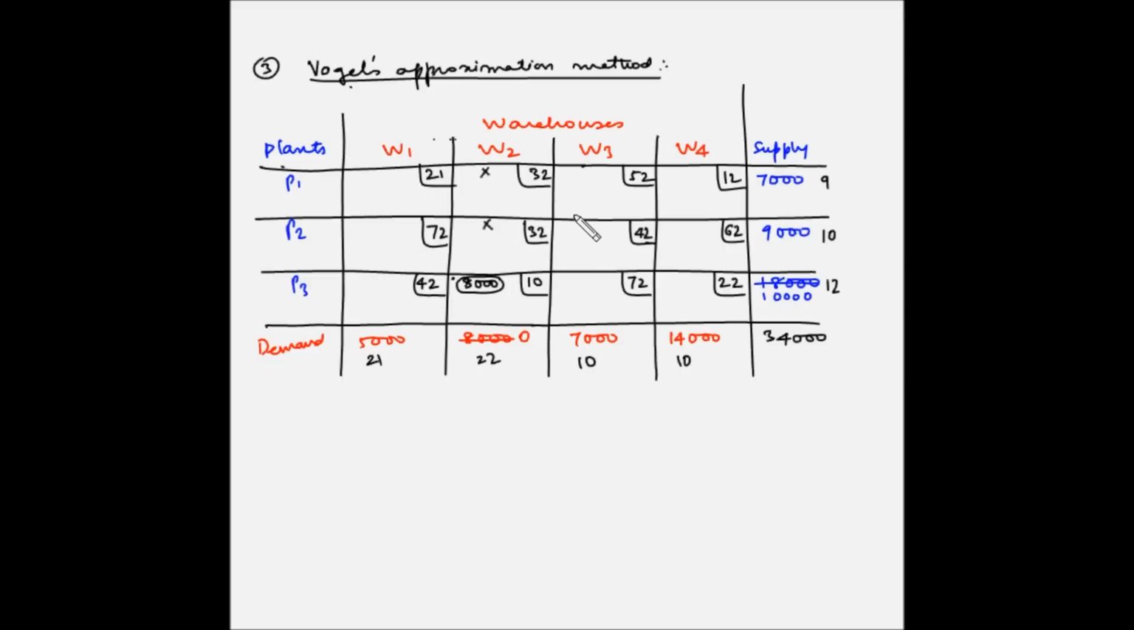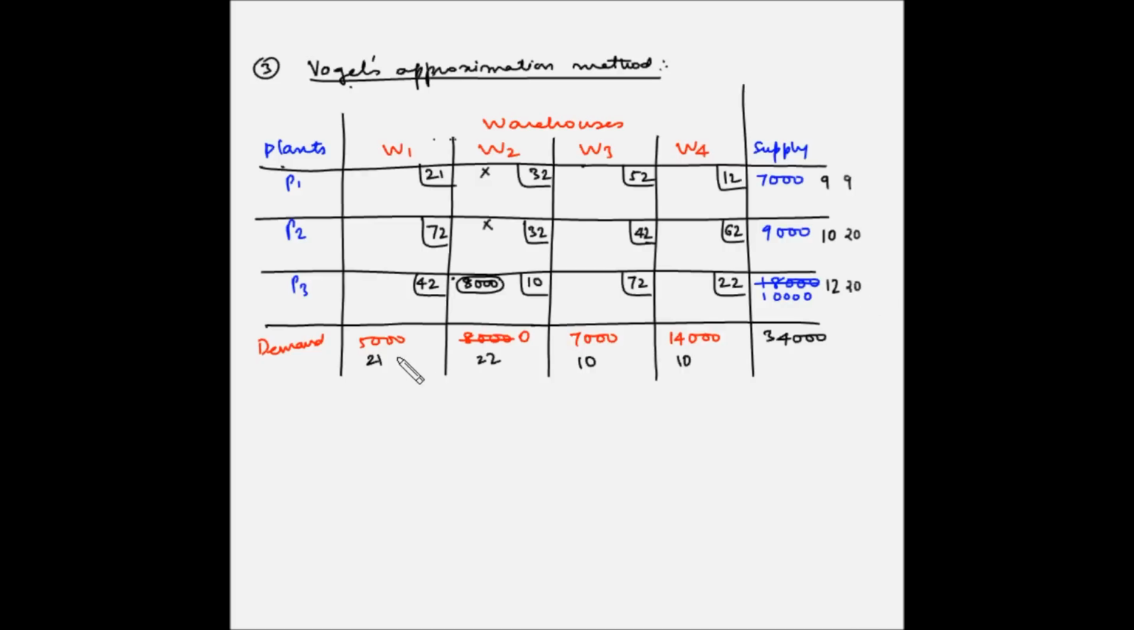Now let's again find out the opportunity cost for the remaining rows and columns. So we'll start with the first row again. The lowest is 12 and the next lowest is 21. So the opportunity cost is 9, which is 21 minus 12. For the second row, the lowest is now 42, while the second lowest is 62. So the opportunity cost is 62 minus 42, which is 20. In case of P3, the lowest is now 22 and the next lowest is 42. So the opportunity cost is 42 minus 22, which is 20.